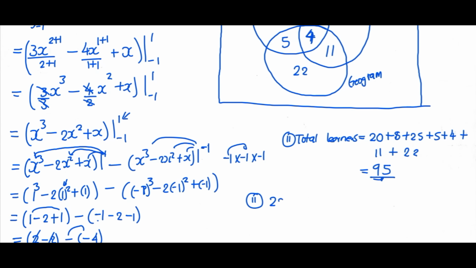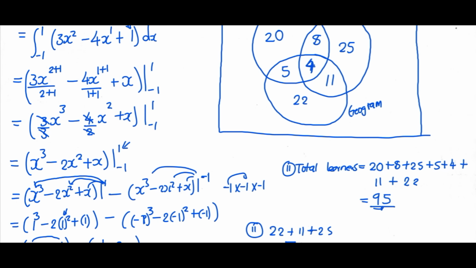So 22 plus 11 plus 25. So here we have 58 as our total. So now let's look at C.